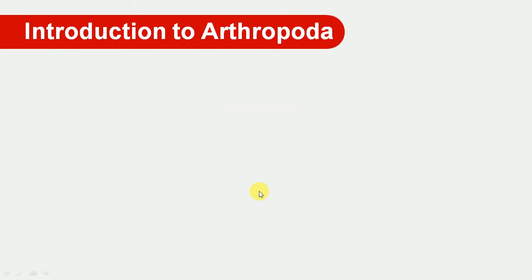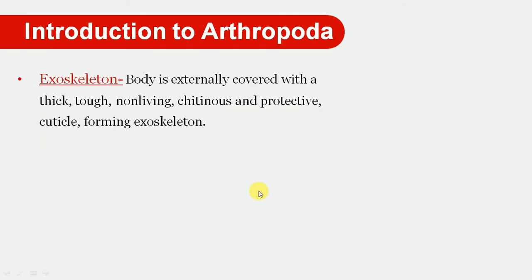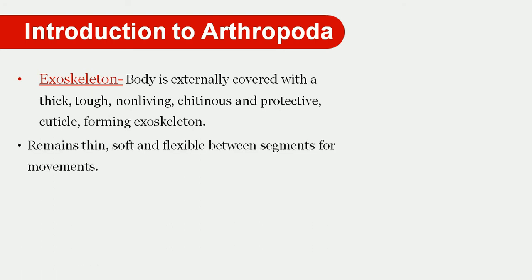Again, you can look at the exoskeleton. This arthropodan animal's body is covered with an external cover. This thick, tough and non-living cover is a chitinous, protective cuticle that covers the arthropodan animal, and this whole protective cover is known as the exoskeleton. The thin, soft and flexible body is found in between the segments, and easy movement is carried out due to the metameric segmentation.